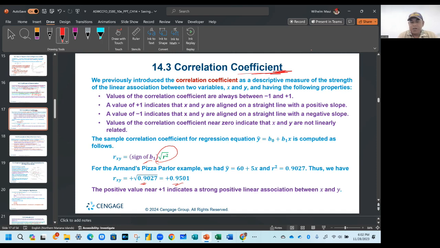So again, a very strong positive linear relationship between X and Y in this case. What are the possible values of the correlation? It could be between -1 and +1. If it's close to 0, then there's no correlation. If it's closer to -1, then it's a strong negative. If it's closer to +1, then it's a strong positive.